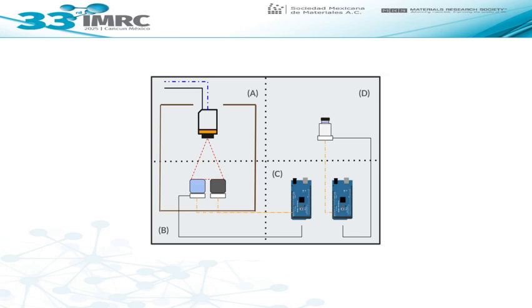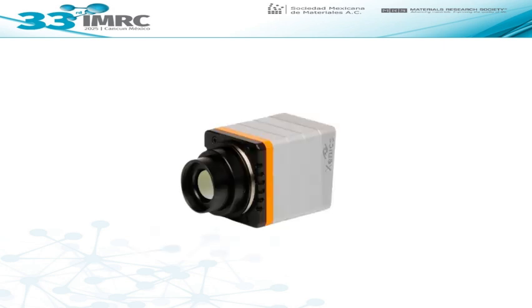Well, in particular, we use a Xenics Gobi Plus 640 IRT camera. This camera has the ability to make good measurements between 8 and 14 micrometers of wavelength.